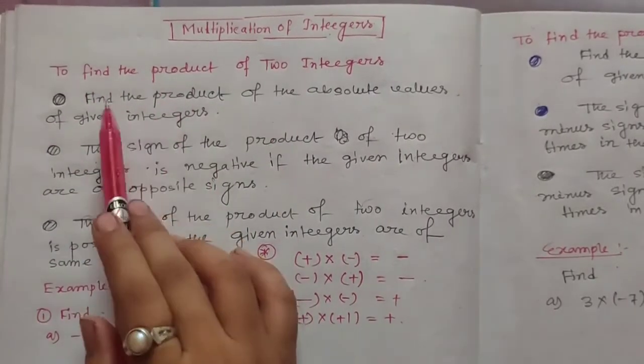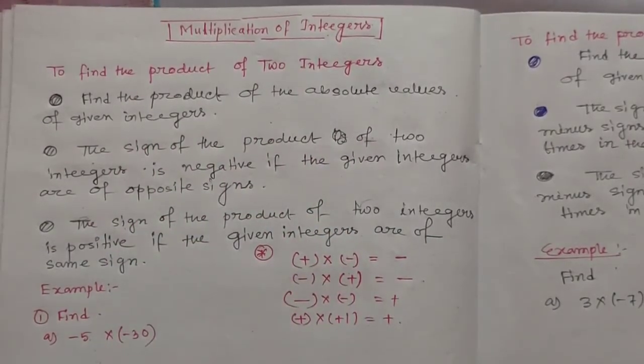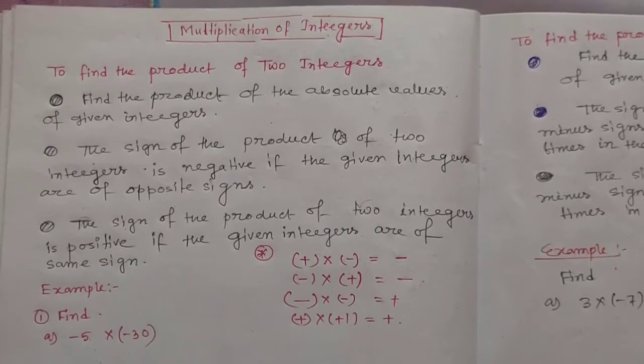At first, you need to find the product of the absolute values of the given integers. That means whichever integers are given, you need to multiply the absolute values of the integers. Don't look at the sign, only multiply the absolute values of the given integers. You have learned how to do the multiplication of numbers. So first of all, you will just multiply the absolute values of the integers.